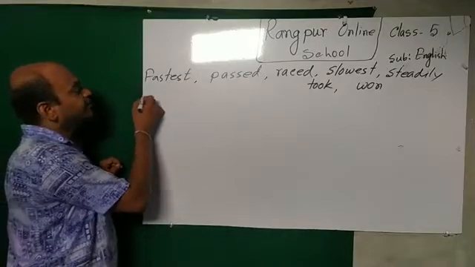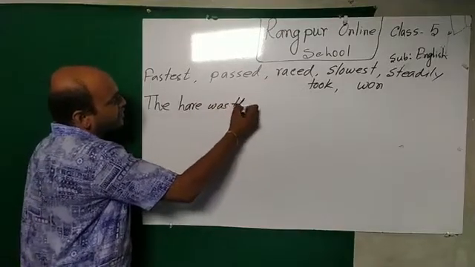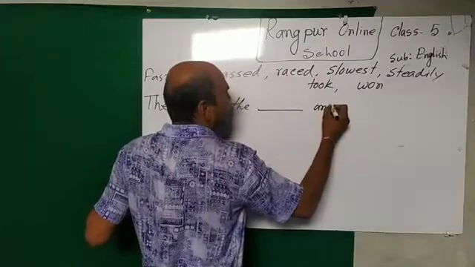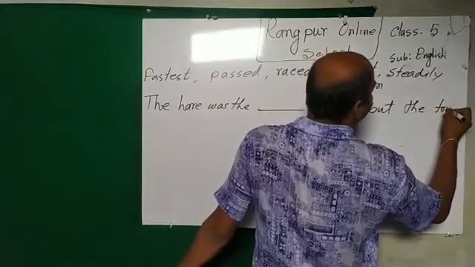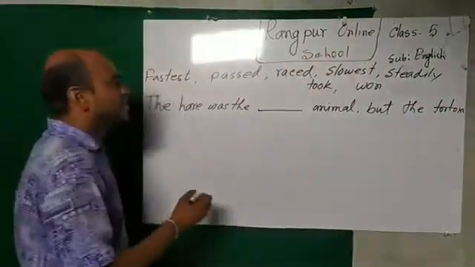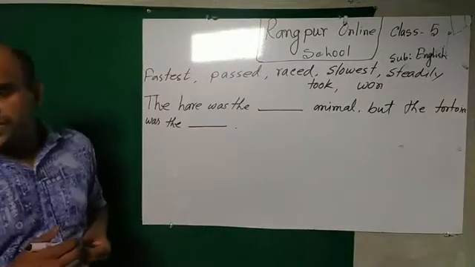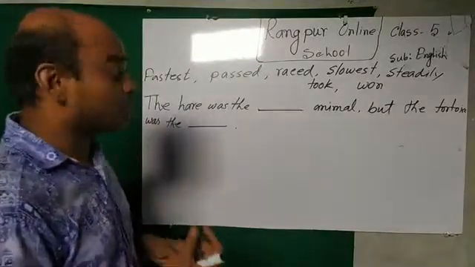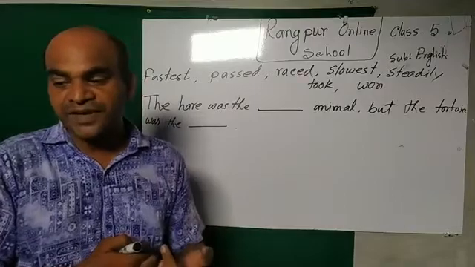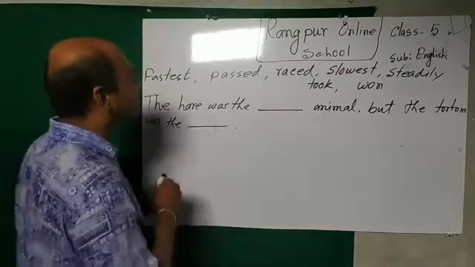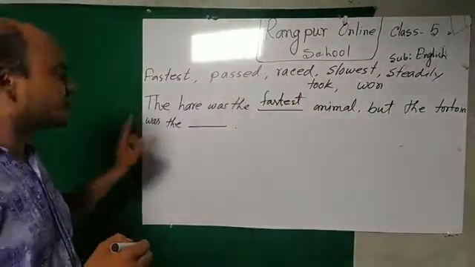The hare was the dash animal, but the tortoise was the dash. The hare was the dash animal. What type of animal is it? It's a fastest animal, right? Fastest animal, but the tortoise was the dash.